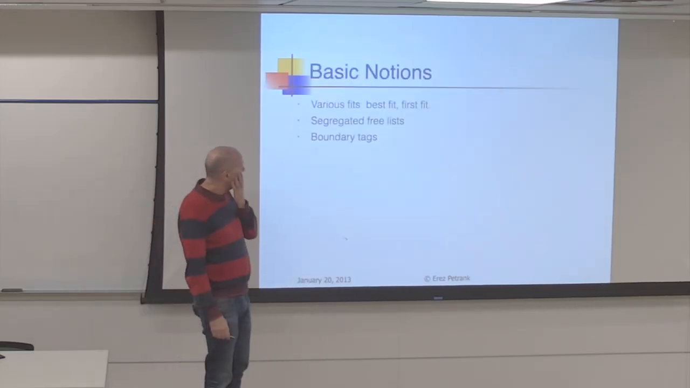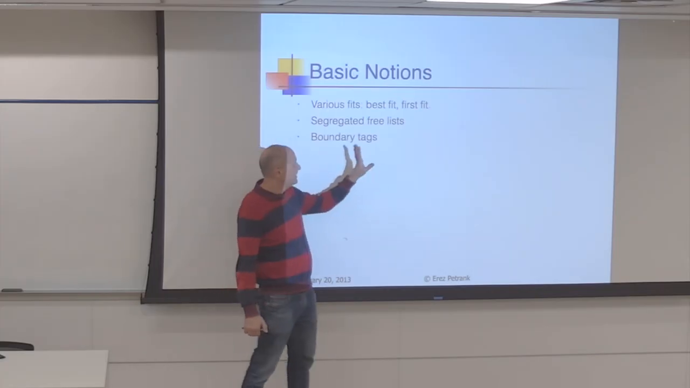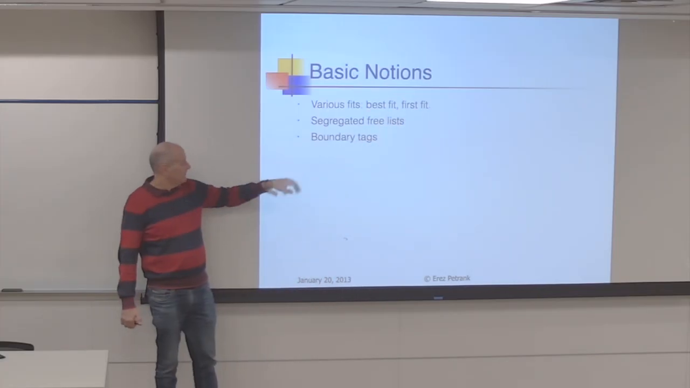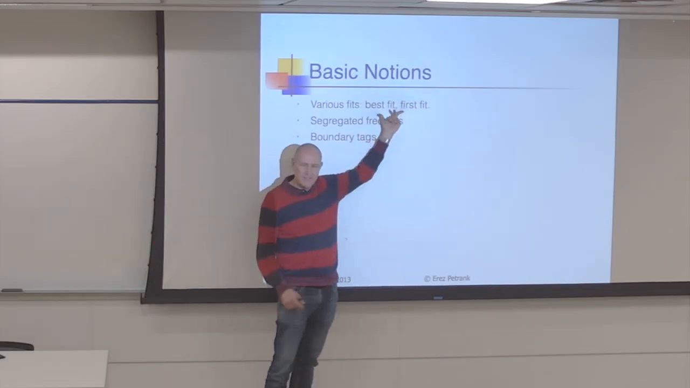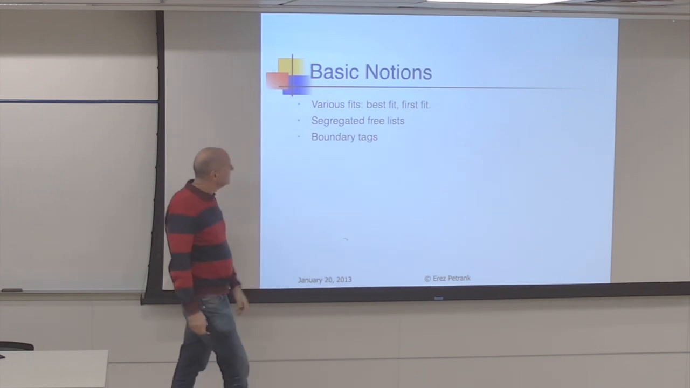In general, I want you to know the basic notions, and we'll talk also about algorithms, but the really basic notions are best fit, first fit, free list, segregated free list, and boundary tags. Was there any other course where you talked about best fit and first fit? Which course? Adam. Okay, cool.